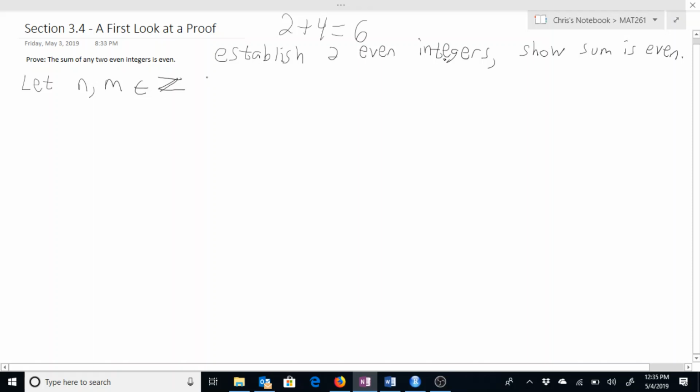And we'll continue that with "such that," and this is the part where we establish the even integer portion, such that n is equal to 2 times a different integer, let's call it k, and m is equal to 2 times a different integer, let's call it w, where both k and w are integers.